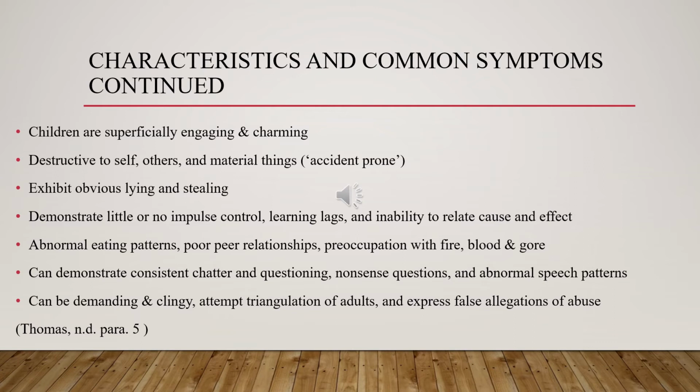There are also attempts at triangulation and manipulation and false allegations of abuse, because this is how they've learned to survive. If that's starting fights between adults to get their attention away from the child, they'll do it. If that's eating out of the trash can, they'll do it.